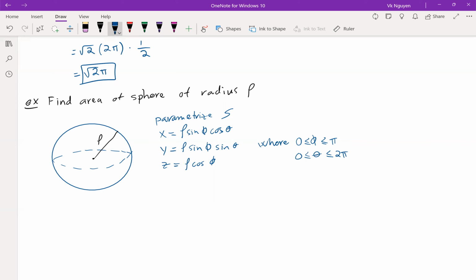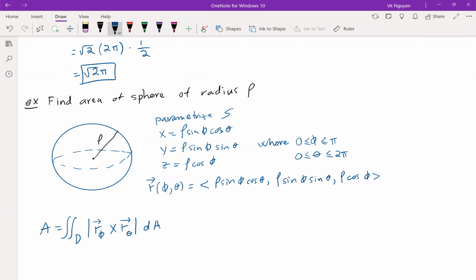From here, the vector that parameterizes the sphere S is r of theta, phi, or you can derive phi theta, up to you. But I usually do phi theta here. And it would be first one, rho sine phi cosine theta, rho sine phi sine theta, rho cosine phi. Yeah, what is it equal to?